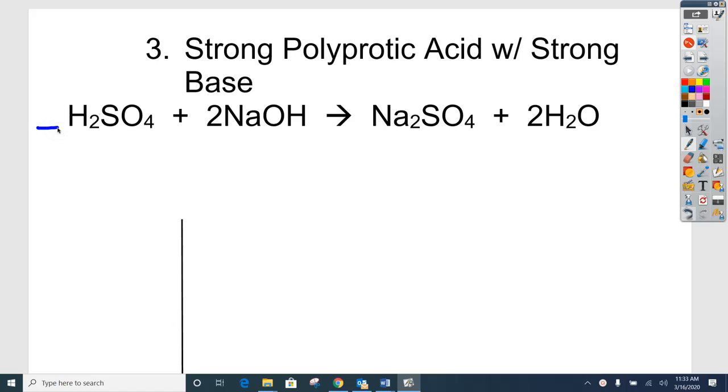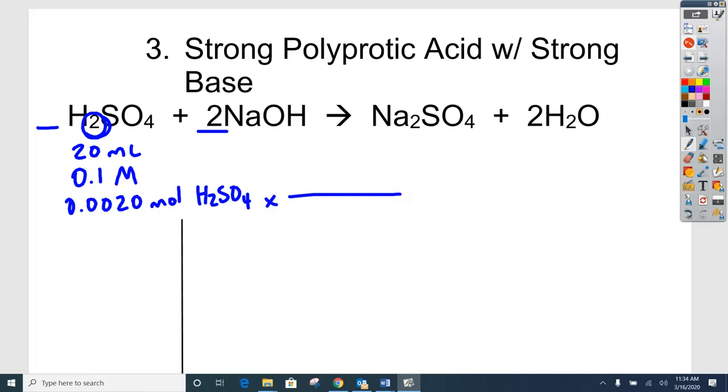If you look, you have a 1:2 ratio between your sulfuric acid and your sodium hydroxide. You need twice as much sodium hydroxide because you have 2 hydrogens for every 1 molecule of your sulfuric acid. So let's say I told you we're going to use the exact same numbers that we have for the last couple of examples. So say I have 20 milliliters, I have 0.1 molar of this. That's going to give me 0.002 moles of my sulfuric acid.